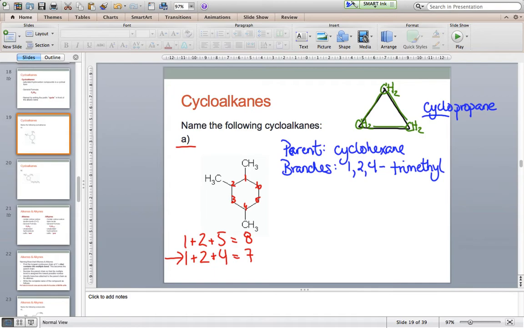When I put this name together, I'm going to follow the exact same pattern that I followed if I was just using a regular alkane name. So I'm going to have 1, 2, 4, trimethyl, cyclohexane. Let's make sure that we are remembering our punctuation: commas separating numbers from other numbers, and dashes separating numbers from words.